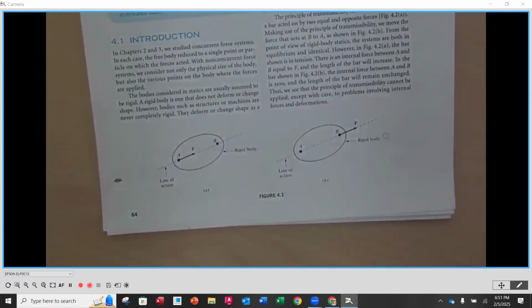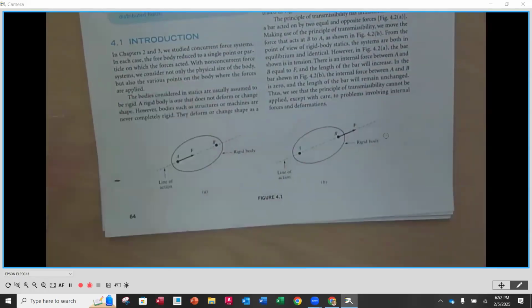Okay, so the principle of transmissibility says we have the freedom to move these forces anywhere along their line of action, and we're not going to change the problem. As long as we keep them on their line of action, right? So that's what we're looking at here.